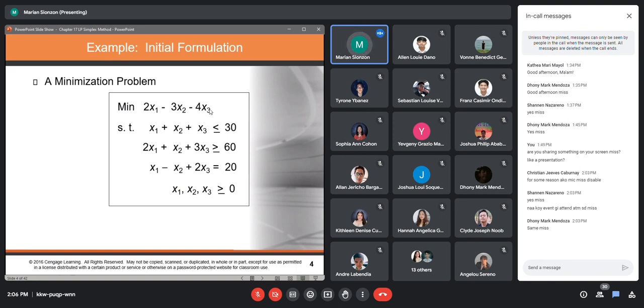If this were a mixture problem, you remember in the test na ato'y mixture problem? Hello, sa test na ay mixture problem, no? Katong vitamins. Yes, miss.